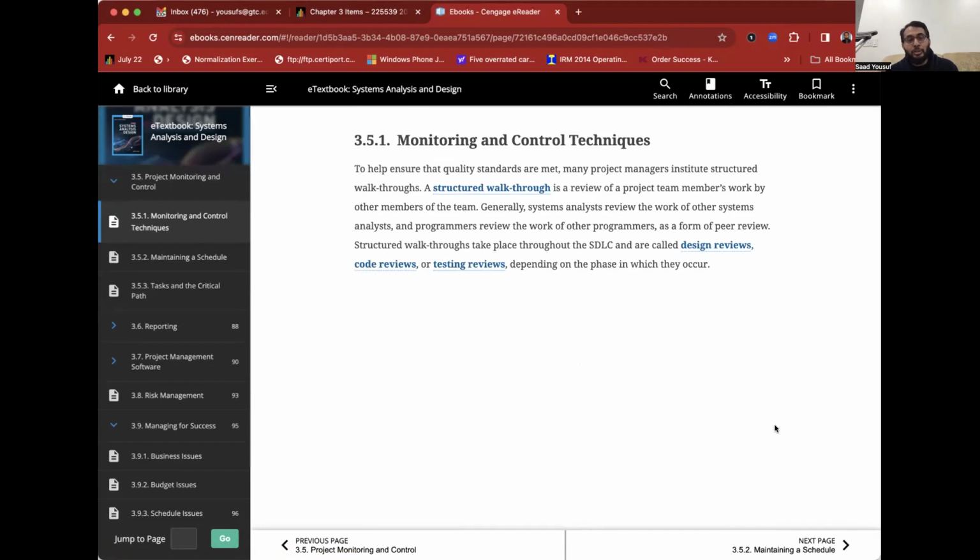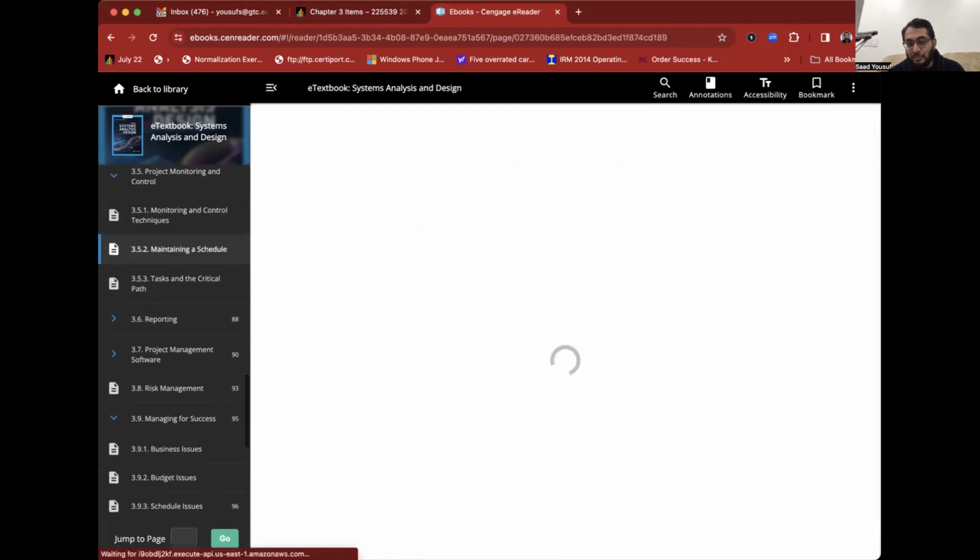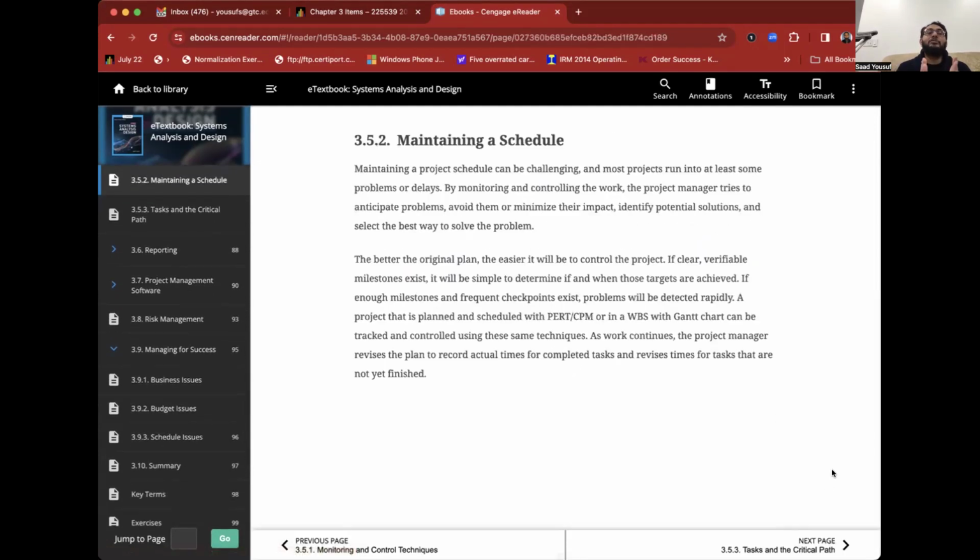To help ensure the quality standards are met, many project managers institute structured walkthroughs, which is a review of a project team member's work by other members of the team. And this keeps everybody in check. So there could be design reviews, code reviews, testing reviews. So there has to be some kind of schedule in place where everybody must be aware of that schedule, that on this we will be checking you against whatever principles you are checking them against.